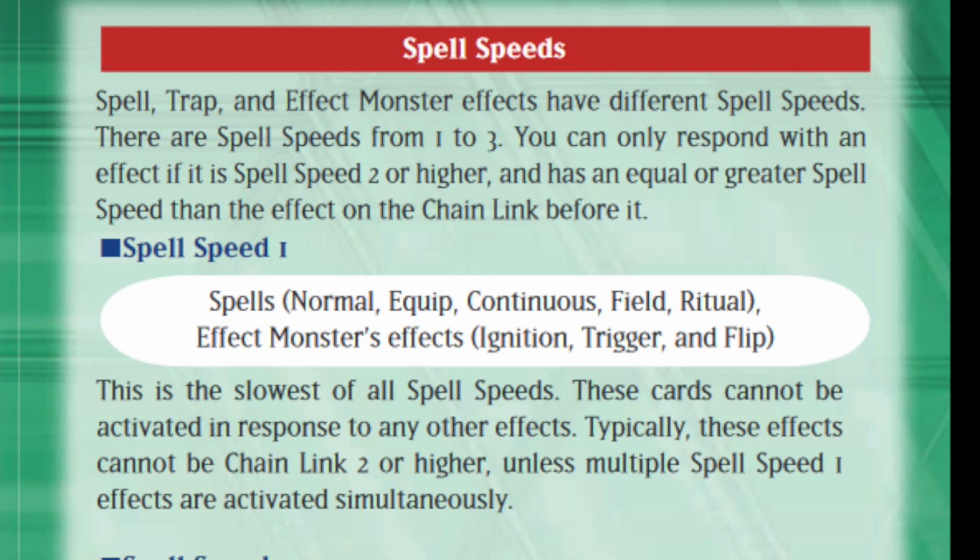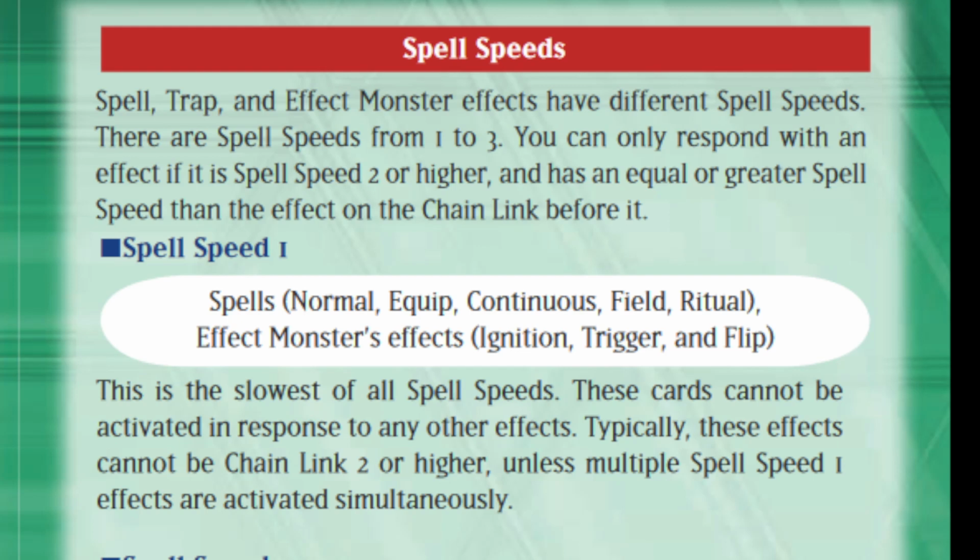Card effects that are speed spell 1 will generally only be activated during your main phase 1 during the open game state, unless it is a trigger effect whose trigger condition is met at some other time. Cards that are speed spell 1 will normally be normal spells, equipment spells, continuous spells, field spells, ritual spells, effect monsters who have ignition effects, trigger effects, or flip effects. Some continuous spells that are already face up on the field have their own ignition effects or trigger effects as well. Those would also be speed spell 1. There are occasionally continuous trap cards that may have an ignition effect, which would also be speed spell 1. The effects of spell cards that activate in the graveyard are speed spell 1. They're either trigger effects or ignition effects.